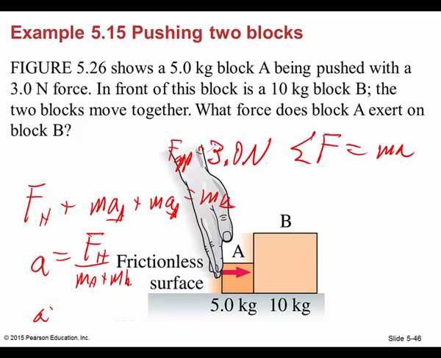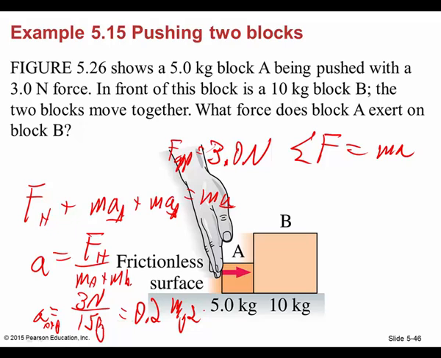Okay, so we get what? We get the acceleration of A and B are equal to what? 3 newtons, right? Divided by, well, 5 and 10 is 15, right? 15 kilograms, all right? And so we get an answer of what? 3 divided by 15, I think it's 0.2. Yeah. So that's 0.2 meters per second squared.